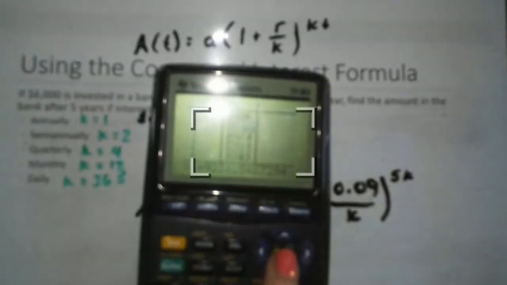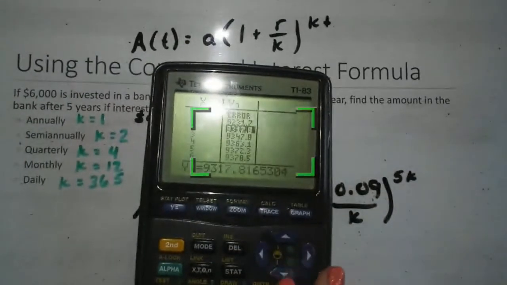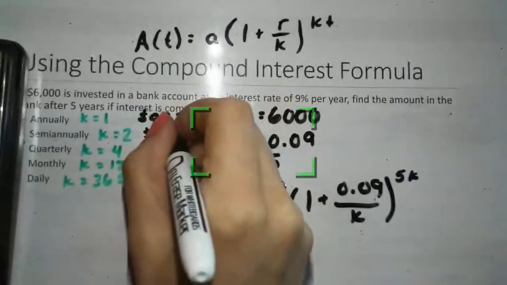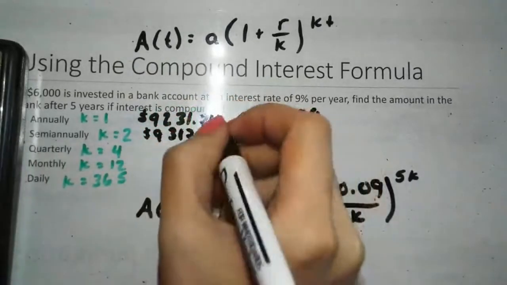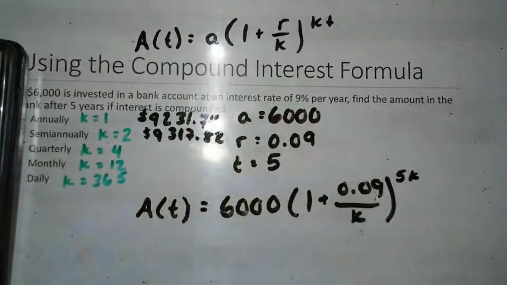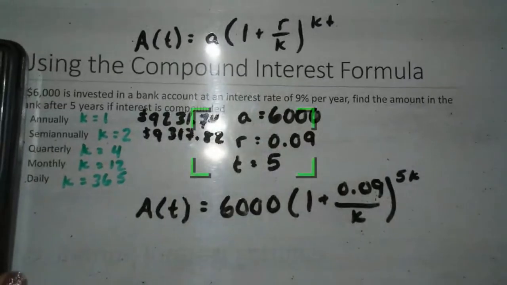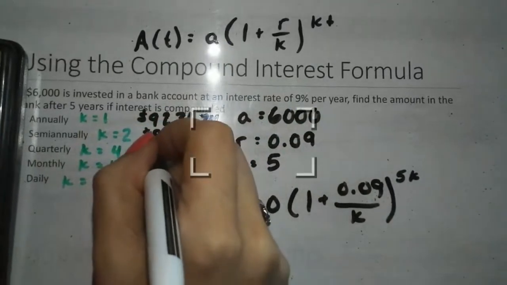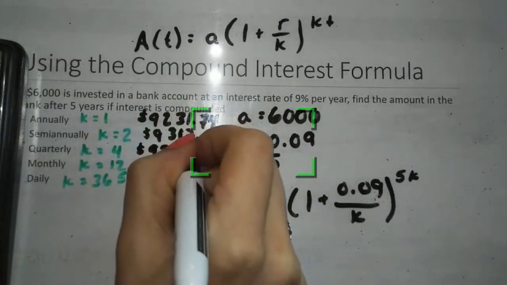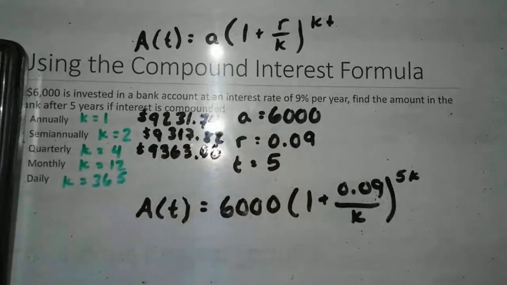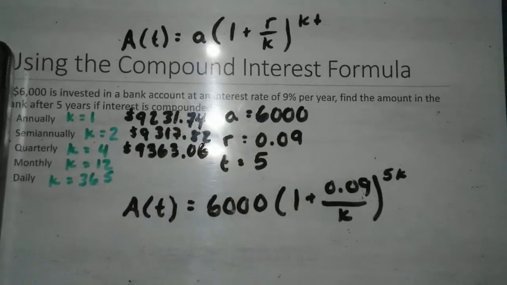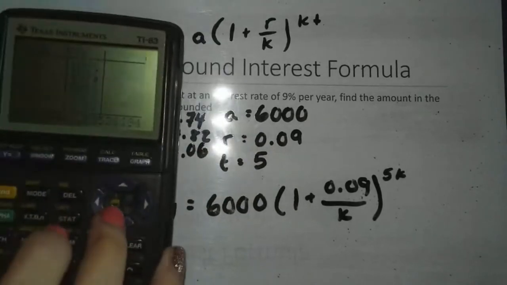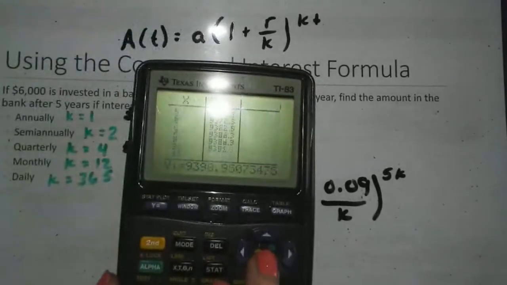Next up we have k equals 2. So I'm going to go down. And that's going to give me $9,317.82. Next up we have k equals 4. So when I go down there I get $9,363.06. Ooh, that doesn't show up well in white. For monthly, I need k equals 12, so I'm going to scroll down until I find 12.